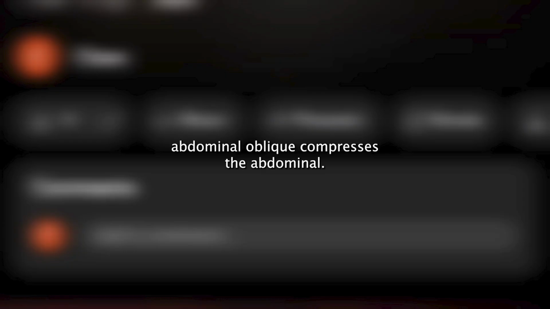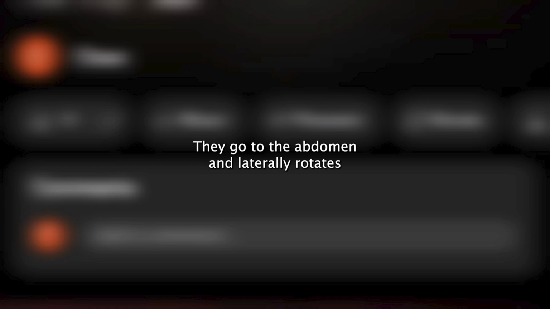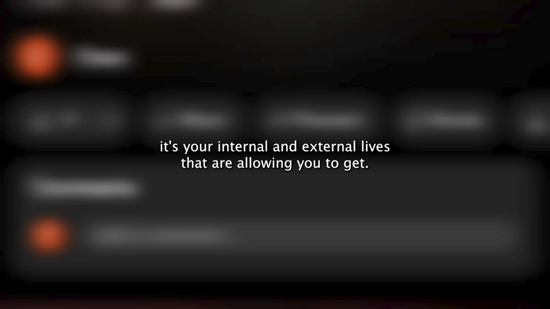The external abdominal oblique compresses the abdomen and laterally rotates. The internal compresses the abdomen and laterally rotates. So when you're doing this, it's your internal and external obliques that are allowing you to do that. And that's what you're actually building up.